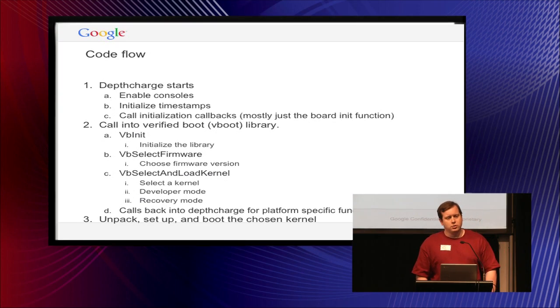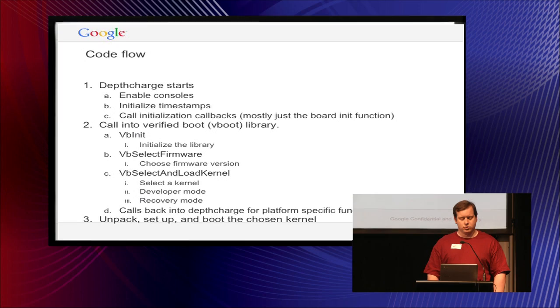So the code flow when coreboot hands control over to Depthcharge is first that it'll enable some consoles, set up some timekeeping mechanisms, and then call into some initialization callbacks. And then right from that point, it calls into the verified boot library, which I believe has been talked about already, in 3 different ways. It first initializes the library, then it asks the library to choose which version of the firmware it should use from that point forward, and then it asks the library to choose which kernel to run.